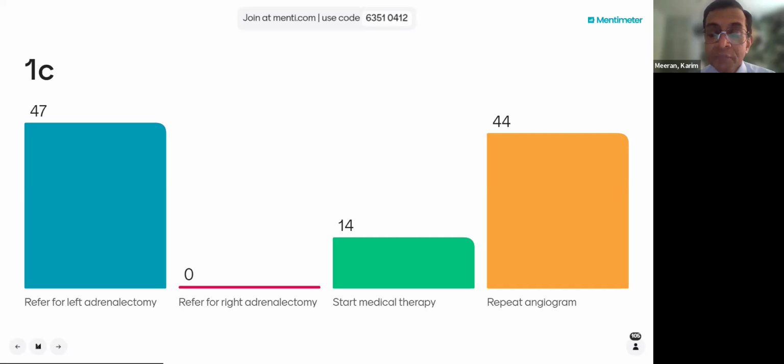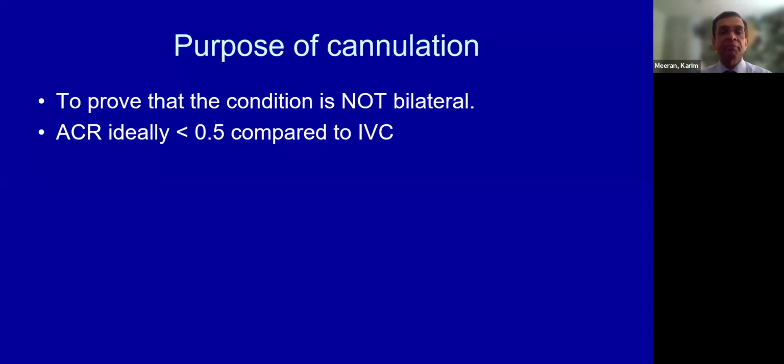I know it seems weird, but it's the other side that's the whole point, which is the message of my talk today. So the purpose of cannulation is to prove that the condition is not bilateral and the AC ratio should be less than a half compared to the IVC. Now, I know that Yasser says less than 1. American says less than 1. I think that's fine. I think you need to try your own center and get your own data to decide where to put that cutoff.